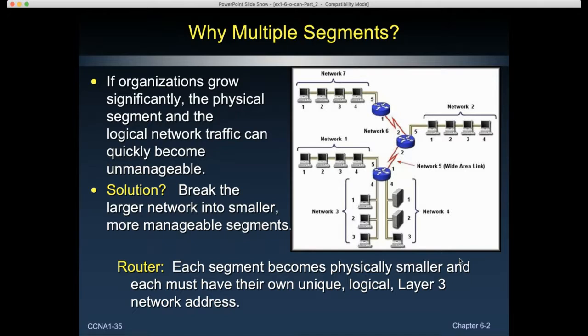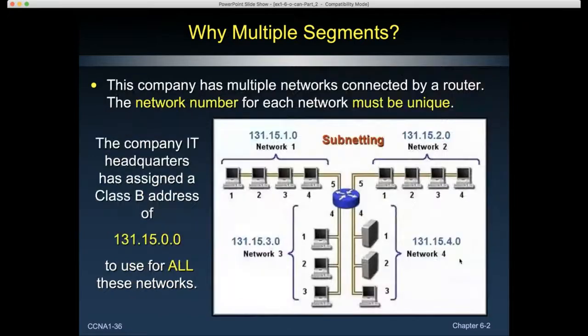And when we do this, we'll give each network its own network prefix, its own network value. So if a company has multiple networks connected by a router, we're going to use unique network numbers for each one. So maybe this company was given the prefix of 131.15.0.0, sort of a legacy Class B address, and he's going to use them for all of his networks.